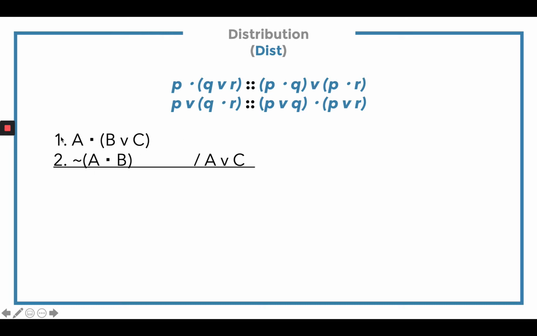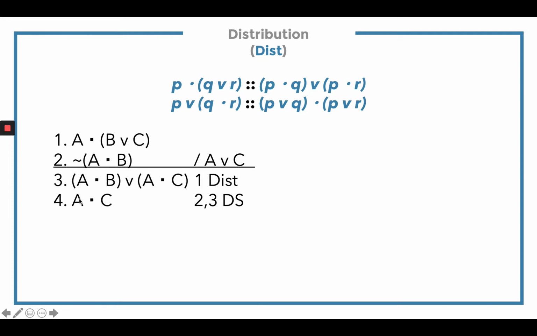So if we take 1 and we do distribution, we're going to get A and B, in parentheses, or A and C. Now we're looking to get A or C. How are we going to do that? It's less obvious. One thing we know, we've got 2, tilde, parentheses A and B. We've got a disjunction. If I know that the first disjunct is false, I can do disjunctive syllogism to get A and C.